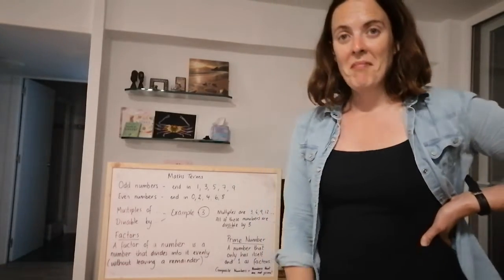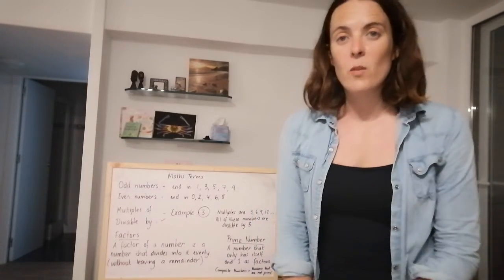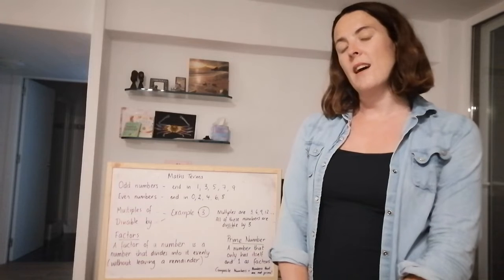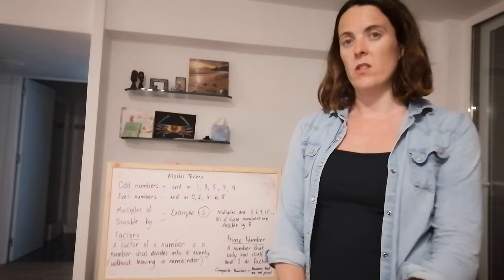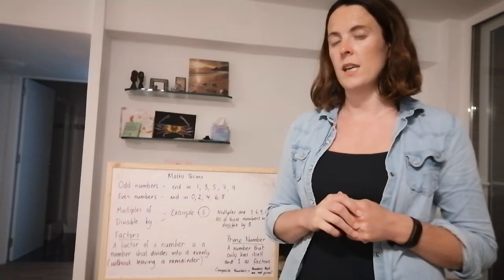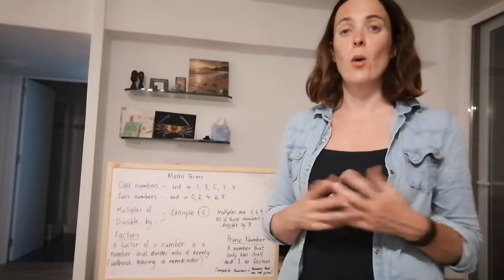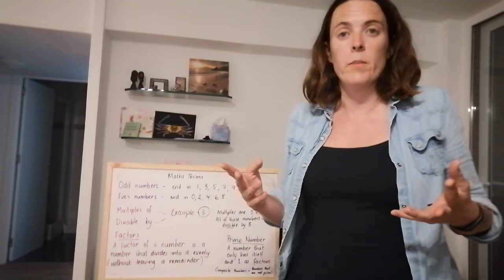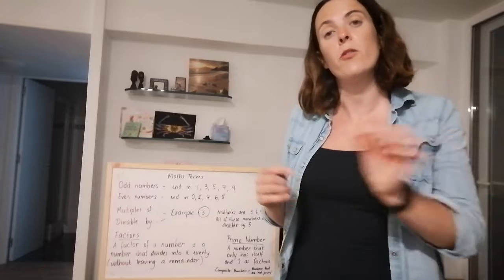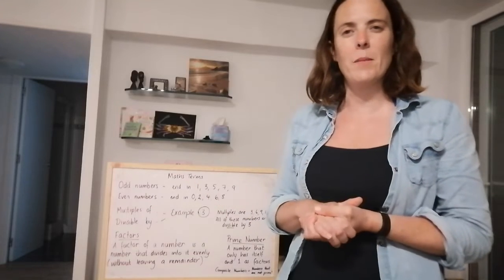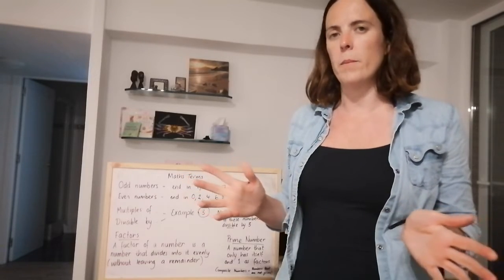Composite numbers then are any numbers that are not prime numbers, any numbers that have more than 2 factors, the 2 being itself and 1, okay? So composite number, 6 is a composite number because it has a factor. 2 times 3 is 6. So if you can think of a table that makes it, well then you know it's a composite number.